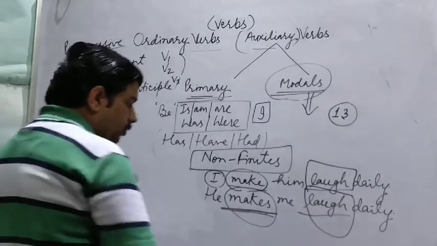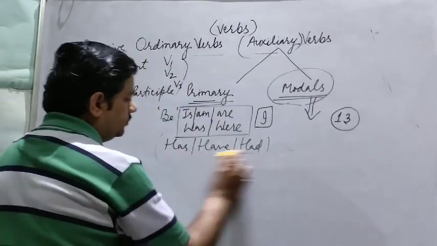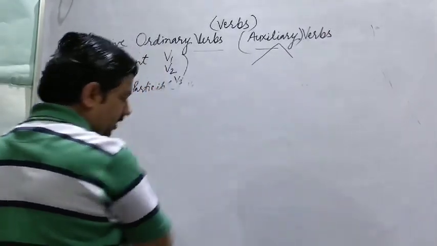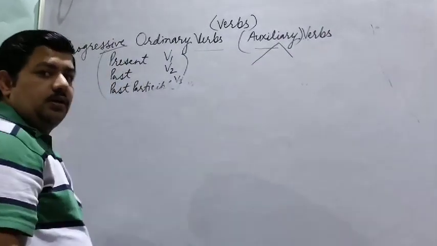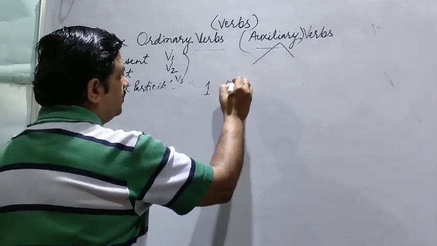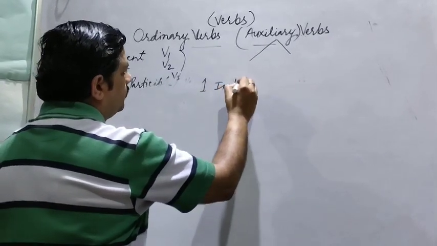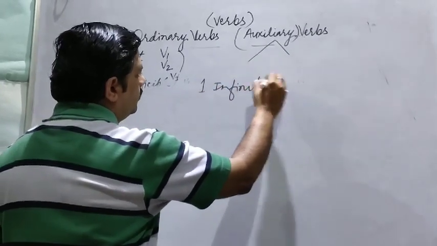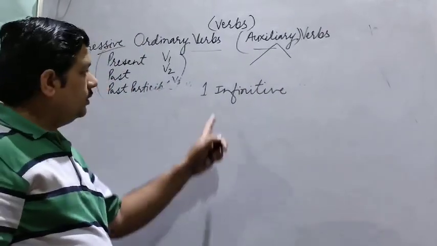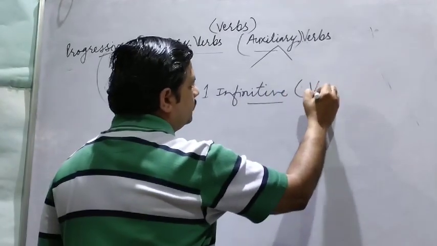Non-finites are further divided into three major categories. Okay, so now I will tell you those one by one once again. First is infinitive. It's a completely different chapter. Non-finite infinitive, basically you can consider that it is the first form.